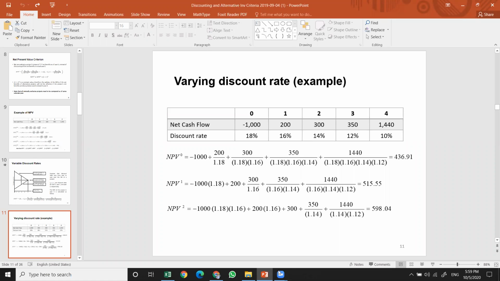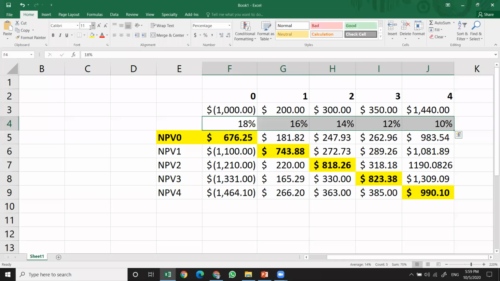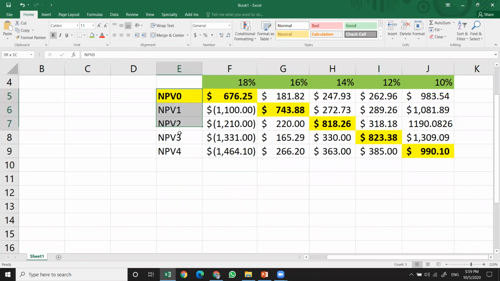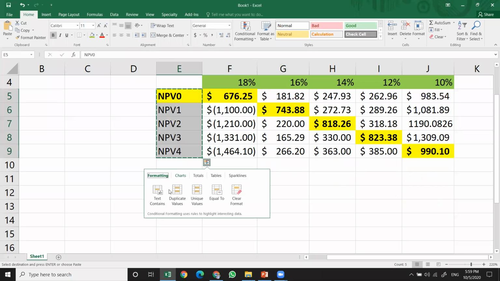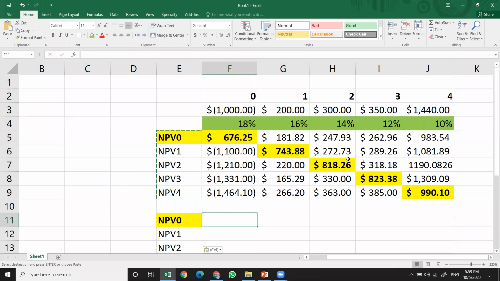But let us try it in the example that we have in Excel. So we have 18% here. We have 16. We have 14. We have 12. And we have 10. Rates, okay. And we can calculate the NPVs. So to calculate the NPV here, first of all, we need to discount each cash flow.